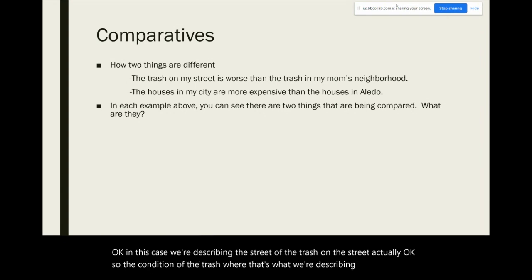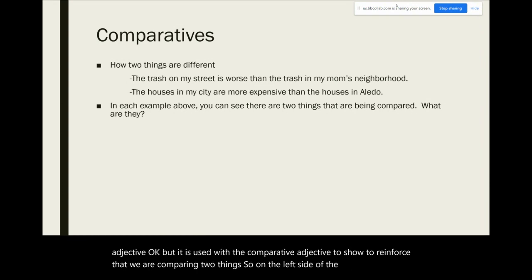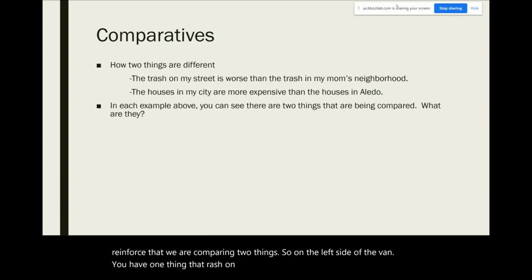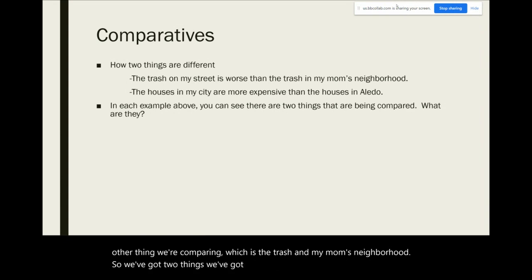Than is not an adjective, okay, but it is used with the comparative adjective to reinforce that we are comparing two things. So on the left side of the than, you have one thing, the trash on my street. On the right side of than, we have the other thing we're comparing, which is the trash in my mom's neighborhood. So we've got two things. We've got the comparative adjective worse, and we also have than, okay?